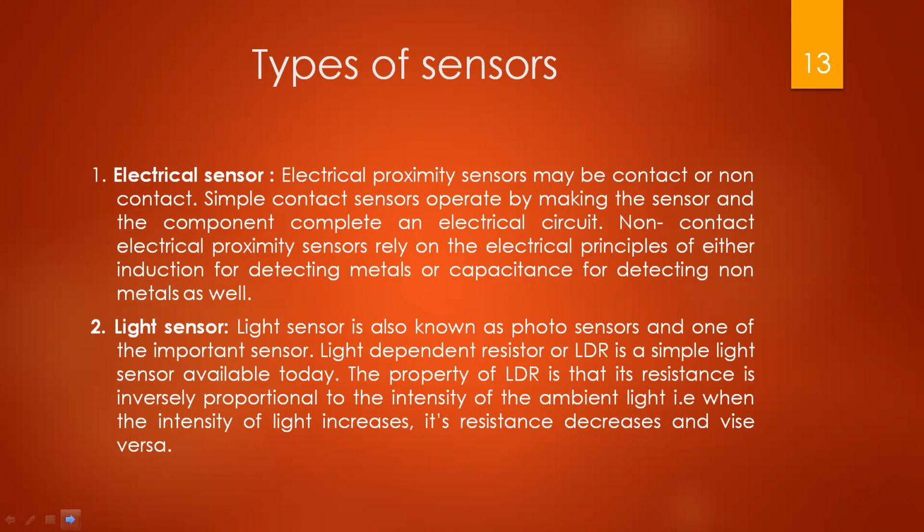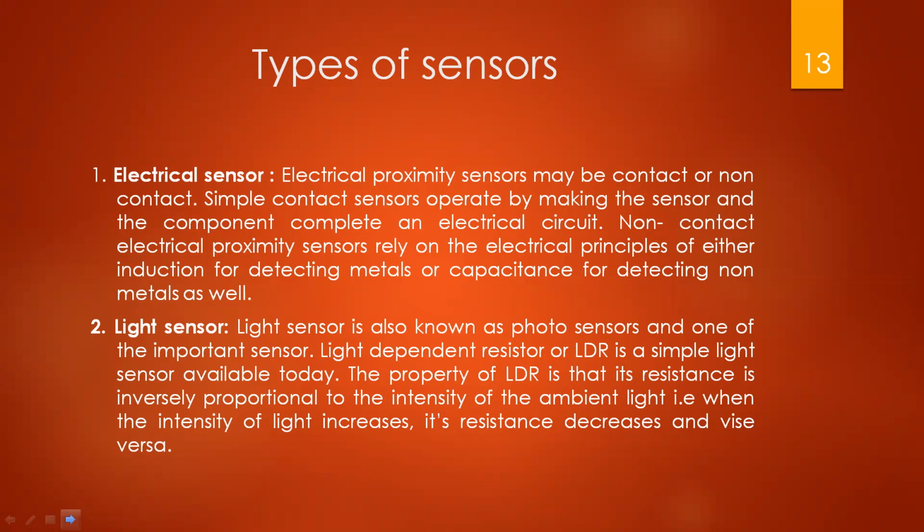The non-contact electrical proximity sensor rely on the electrical principle of either induction for detecting metals or capacitance for detecting non-metal as well. The next sensor is light sensor.